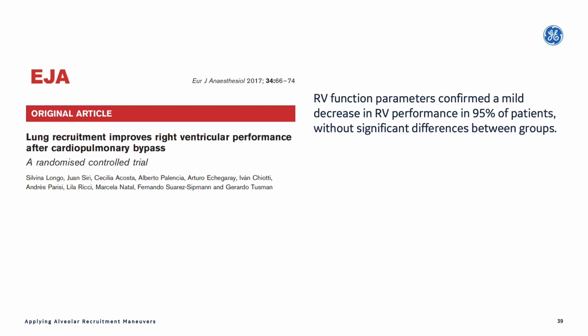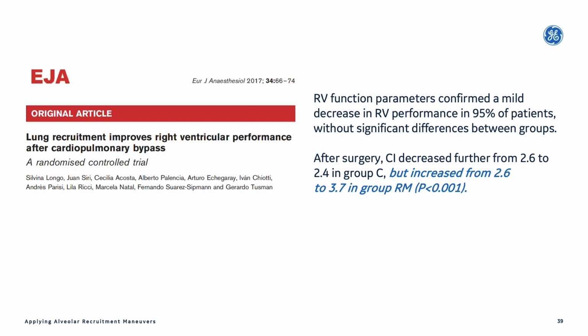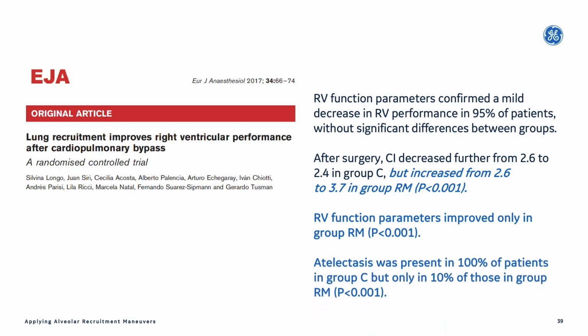The authors found that the RV function parameters were mildly decreased in 95% of patients without significant differences between groups. However, after surgery, cardiac index decreased further in the control group, but actually increased in the recruitment maneuver and PEEP group. RV function only improved in the recruitment maneuver group, and atelectasis was present in 100% of the patients in the control group, but only 10% of those who received recruitment maneuvers.